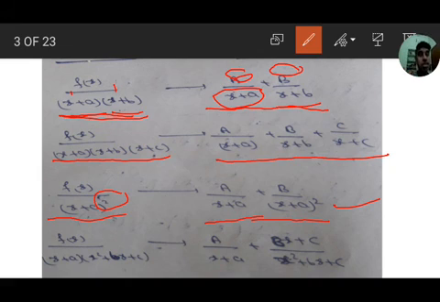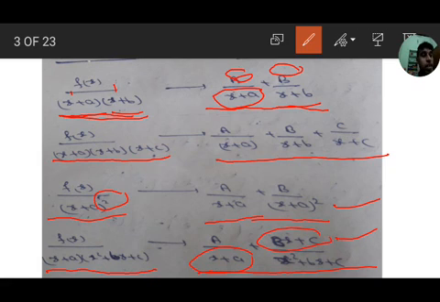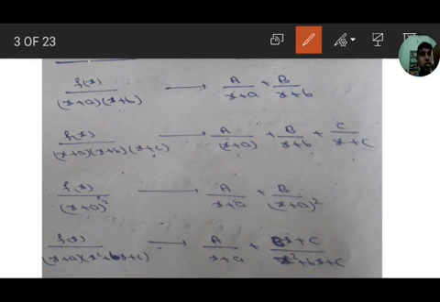Next, fourth case, f of x by x plus a into x square plus bx plus c, meaning the denominator contains a quadratic factor. Then A by x plus a, a constant for the linear factor. For the quadratic factor we have to write Bx plus C by x square plus bx plus c. Okay, if it repeats, next Dx plus E will come. These are the 4 possible cases.